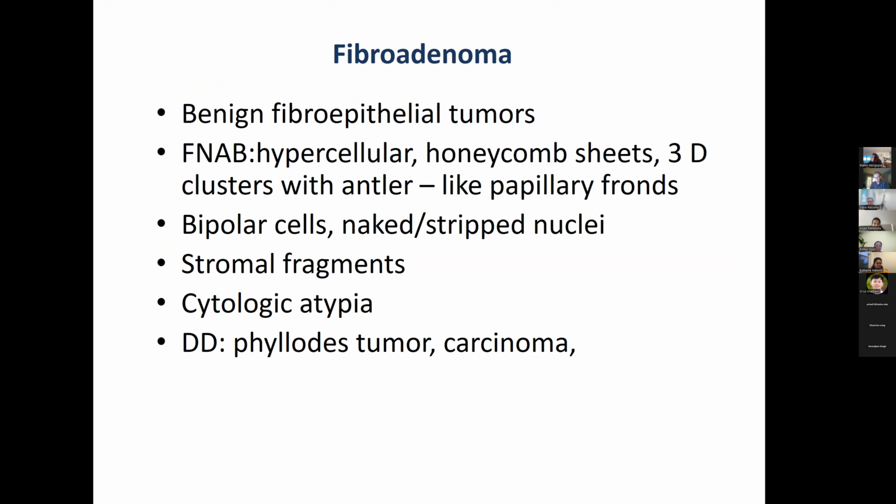This is a biphasic tumor. The FNA can be hypercellular, and they usually form honeycomb sheets, three-dimensional clusters with antler-like fronds. The clue to fibroadenomas is the presence of the background, which has a lot of naked or stripped nuclei, and the presence of stromal fragments. There may be a little cytologic atypia. You can even find intact, isolated single cells in the background, which usually is described more often with malignancy. But in up to 20% of fibroadenomas, you can see it.